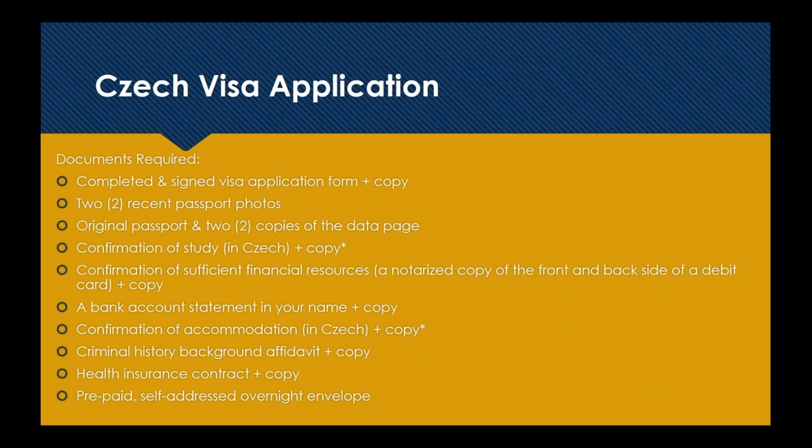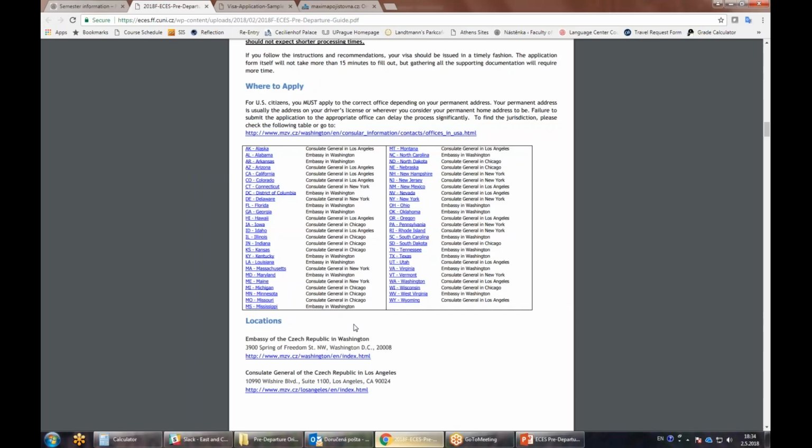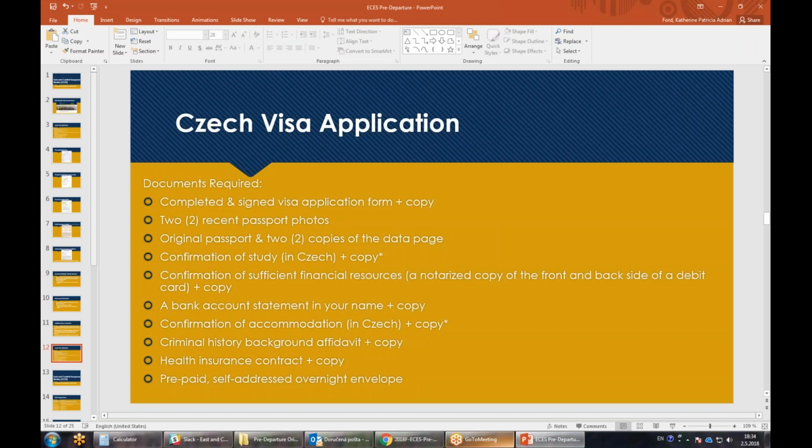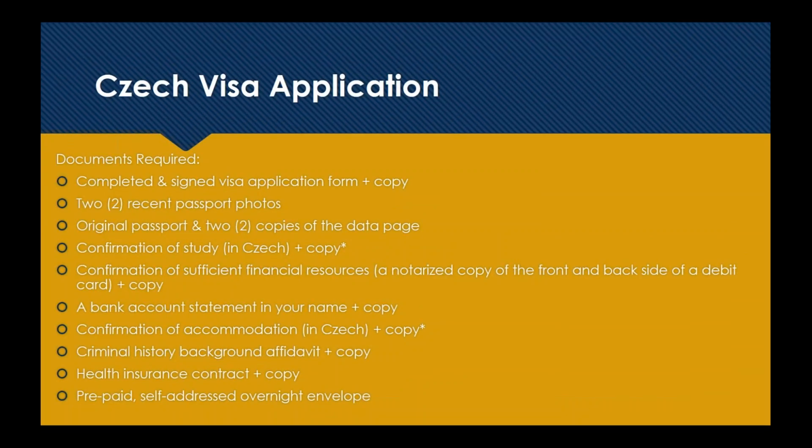This again is the list of all of the documents that you need. So please make sure that you consult with this video and also with the pre-departure guide. Again, all of the documents are here with a checklist. So go through it a couple of times just to be sure that you have everything that you need, because it's very important. The processing time for the Czech visa is right now 60 days, but I will say that last semester the consulate did take longer than 60 days in some cases, so it's important that you submit your application as soon as possible. Very important.